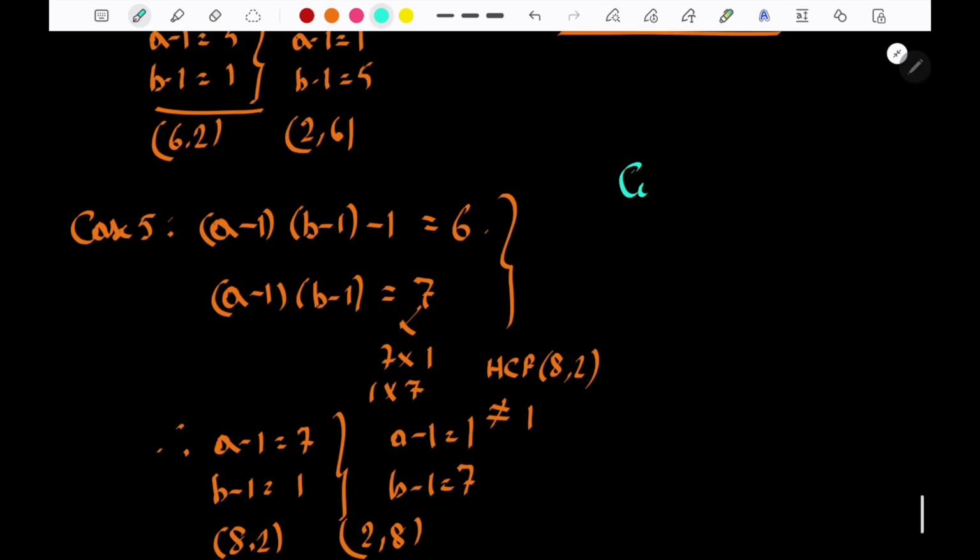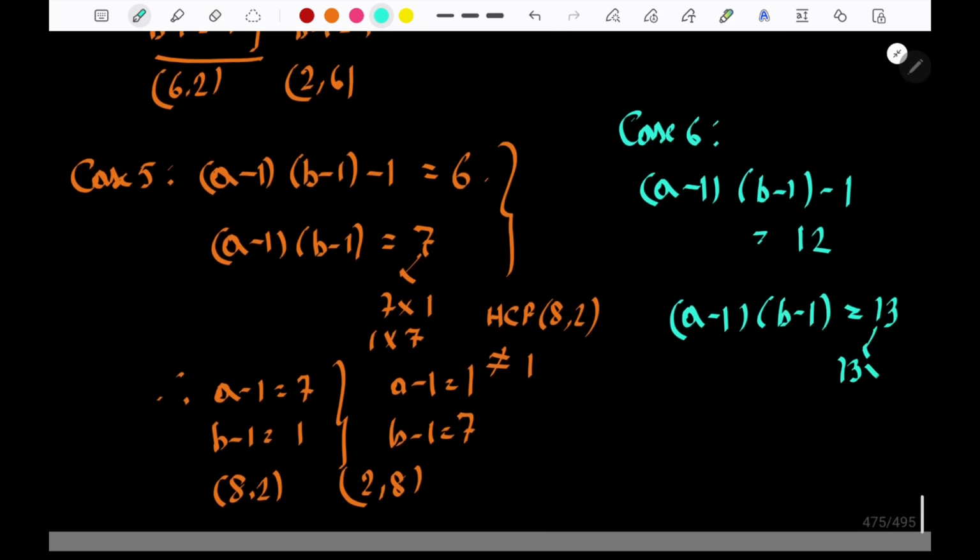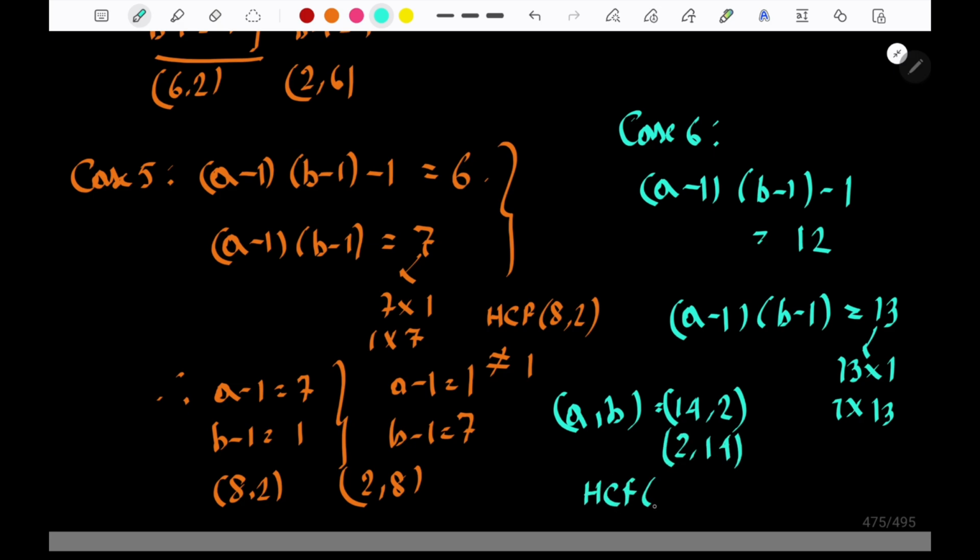And the last case says case 6, (a minus 1) into (b minus 1) minus 1 will be equal to 12. So, (a minus 1) into (b minus 1) will be equal to 13. So again, 13 can be factorized as 13 into 1 or 1 into 13. So, therefore, one pair I will write directly: a comma b will be either 14 comma 2 or 2 comma 14, but HCF of 2 comma 14 is not 1, it is 2. So again, this is an invalid case.